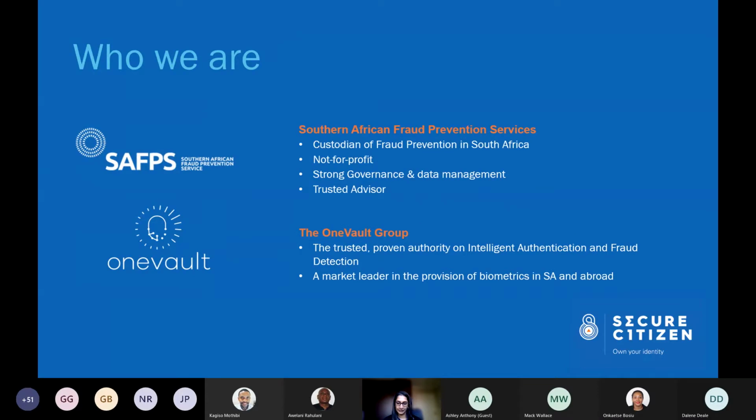Secure Citizen is a joint venture between OneVault, the leading biometric service provider, and the Southern African Fraud Prevention Services, who are the custodians of fraud prevention in South Africa. Together, they realized the need for new innovative methods for authenticating individual identities, as existing methods such as knowledge-based authentication questions are being spoofed by fraudsters. Hence, Secure Citizen was born.